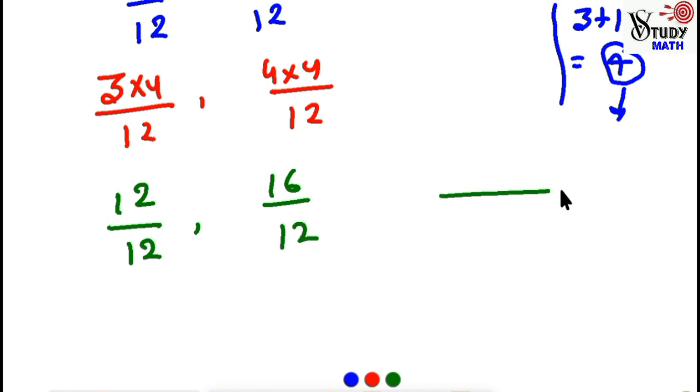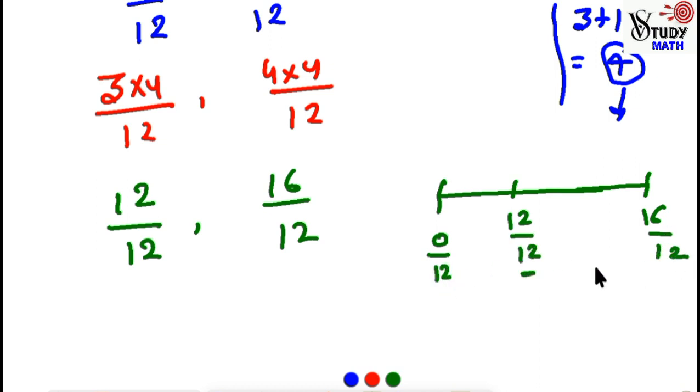So on a number line both denominators are the same. If you think 0 is here, 12 is here and 16 is here, if I divide this 0 by 12, I can also divide this by 12, and this by 12. So these are the two rational numbers. Between 12 and 16, you know 13 is also there, 14 is also there and 15 is also there.